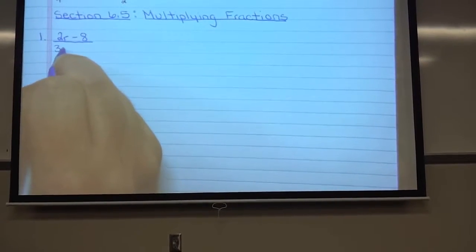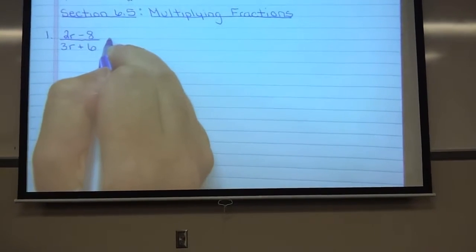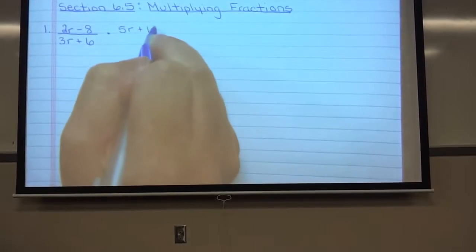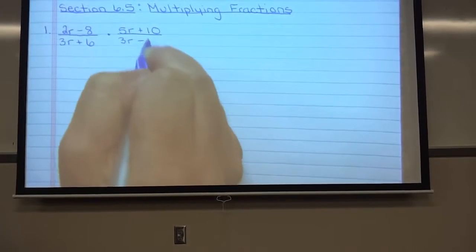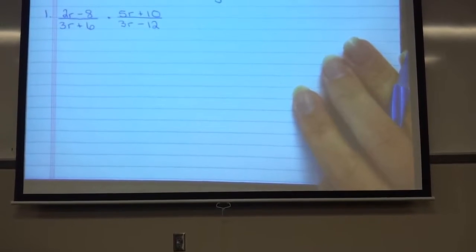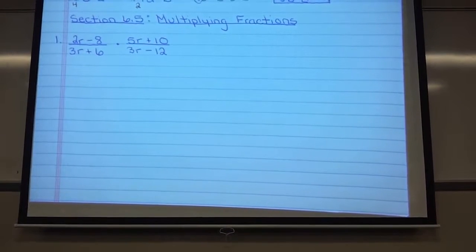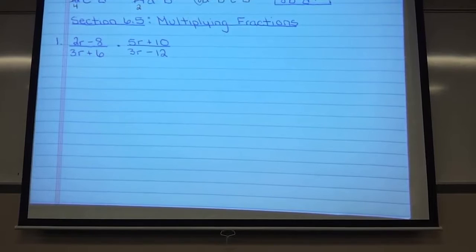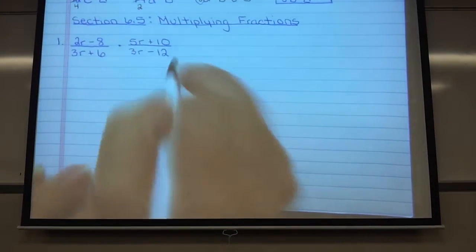Number 1: 2r minus 8 over 3r plus 6, times 5r plus 10 over 3r minus 12. And that's, again, just being able to manipulate the problems to simplify them. We still use no calculator for this, because they're just letters. Okay, so we want to go item by item, binomial by binomial. I'm just going to put a little arrow here.